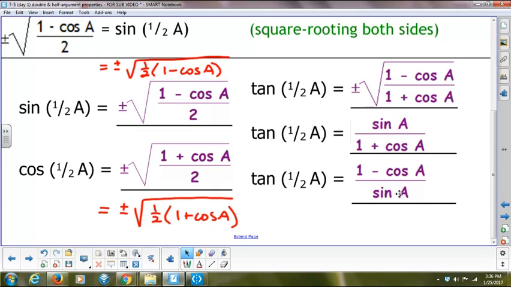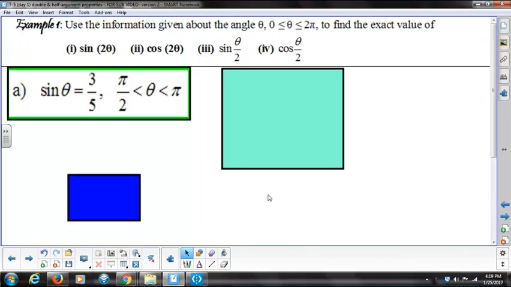And notice there are 3 versions of sine, three versions of tangent. You will need to get all those memorized eventually. Now what we're going to do is use these new properties, the half argument properties and the double argument properties, and learn how to apply them. So you're going to have these problems where they say, find sine of 2 theta, find cosine of 2 theta, find sine of theta over 2 or 1/2 theta, and find cosine of 1/2 theta.